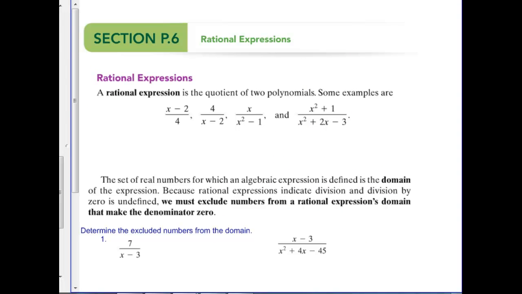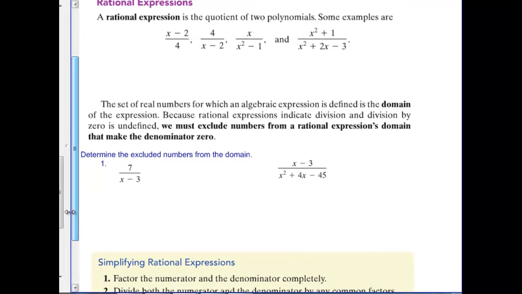Okay, let's see if we can do an entire section in a minute. Yeah, a minute and a half. Thanks, makes me feel better.